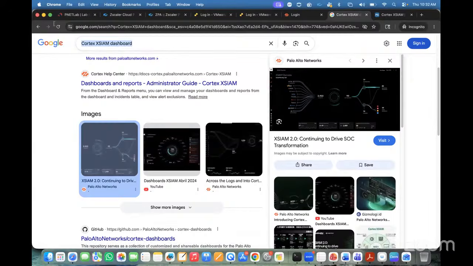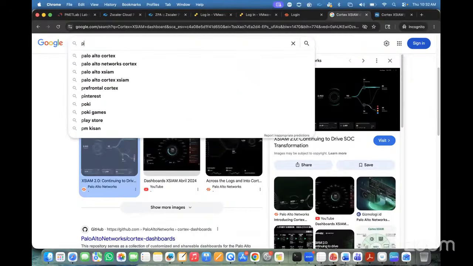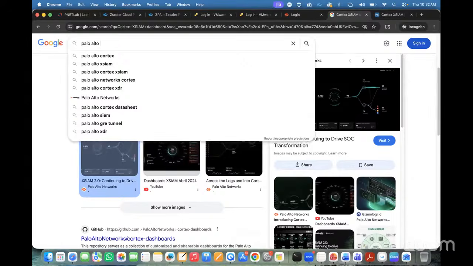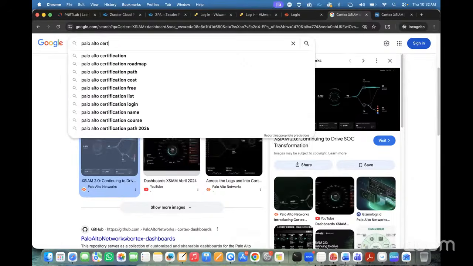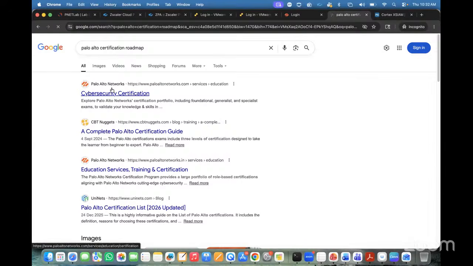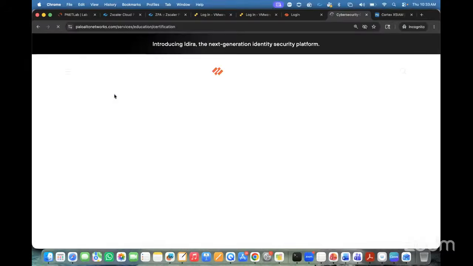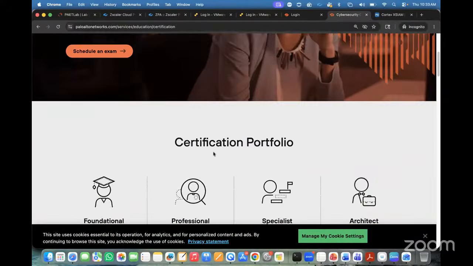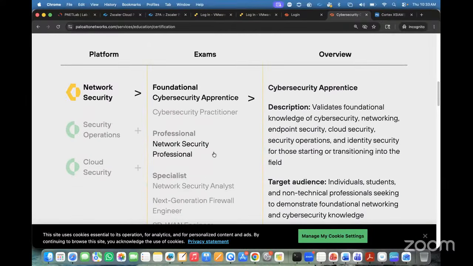So let me go and explain as per the Palo Alto roadmap. So see, Palo Alto has now become a cyber security certification company. It's no more a network security company. It has become a cyber security company. So if you go for cyber security, you go for certifications. These are the three certifications you're going to find. You have the network security specialist, you have the security operations, and the cloud security.